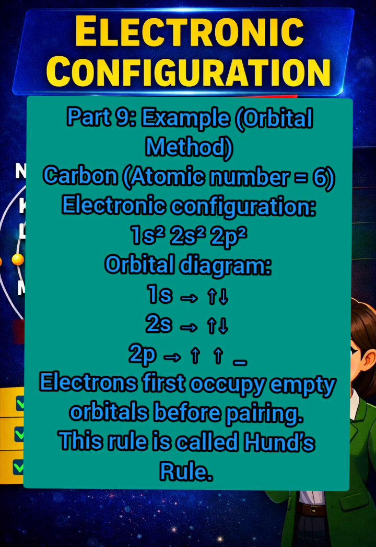Part 9, example, orbital method, carbon, atomic number equals 6. Electronic configuration: 1s squared, 2s squared, 2p squared. Orbital diagram: 1s, 2s, 2p. Electrons first occupy empty orbitals before pairing. This rule is called Hund's rule.